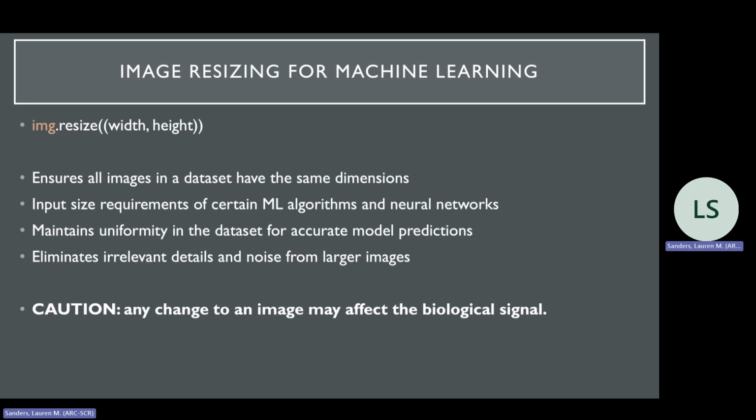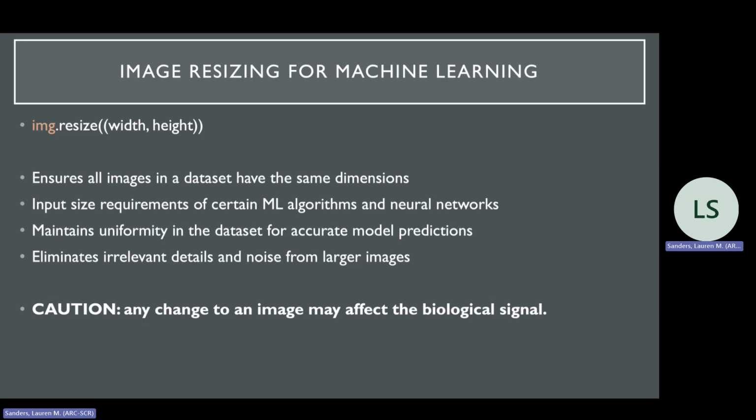One of the common transformations that we often need to do for machine learning is image resizing. We can do this using the Pillow function resize, where you pass in your desired new width and height of the image. The reason that we might need to do this for machine learning is that you can ensure that all images in a dataset will have the same dimensions, which is a requirement for certain machine learning algorithms, including neural networks. In other cases, this can also help maintain uniformity in the dataset.